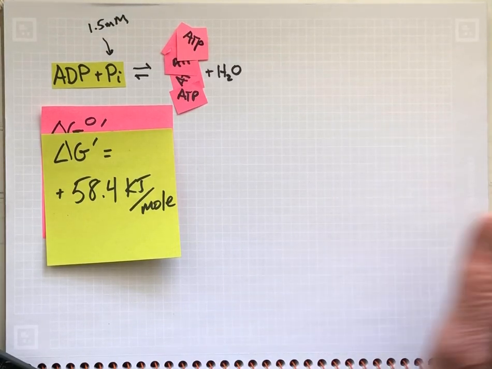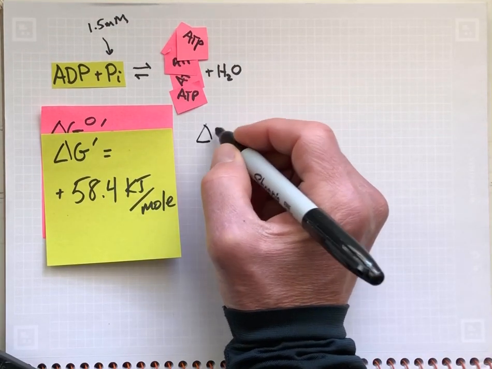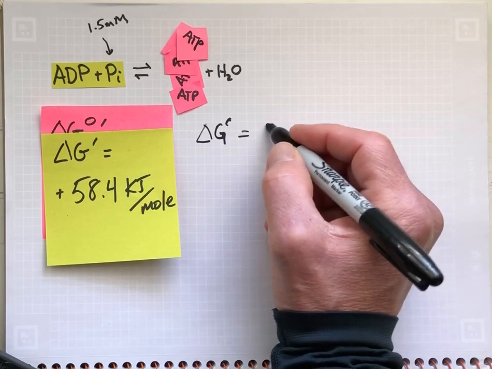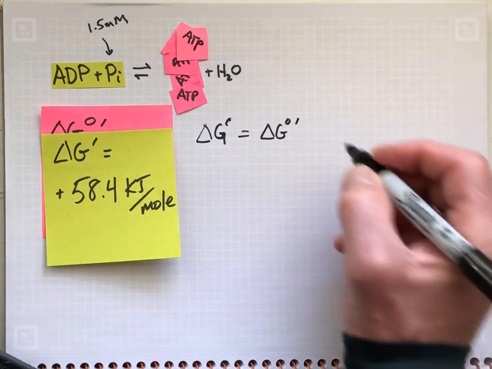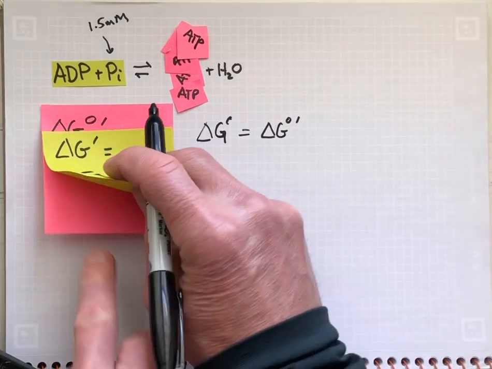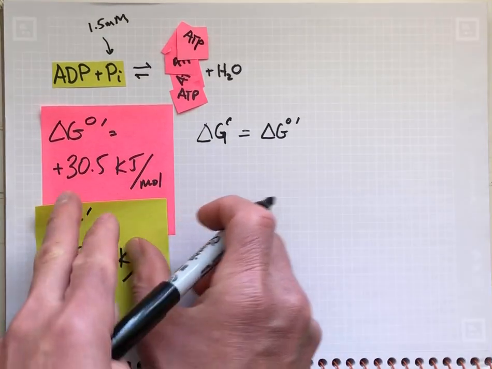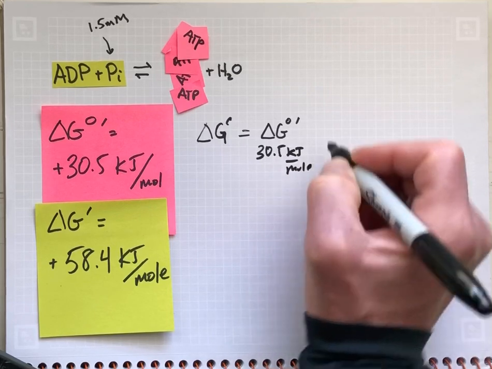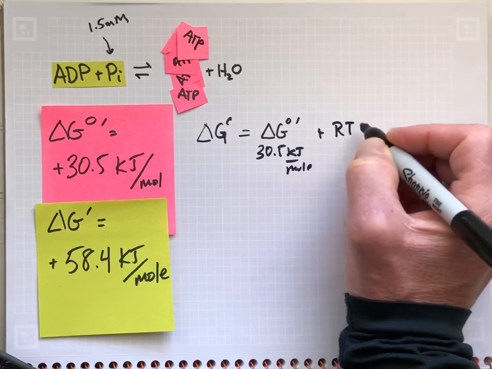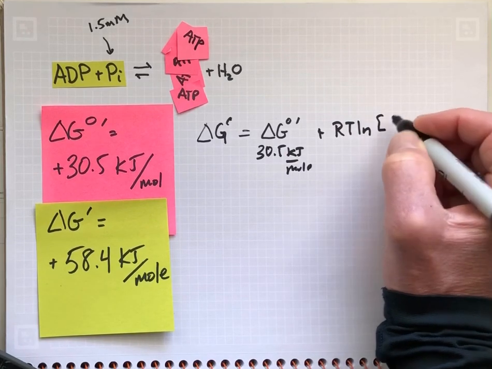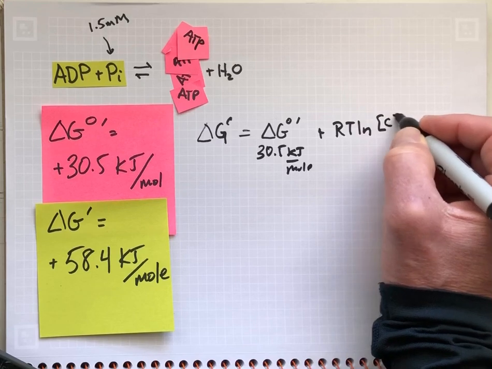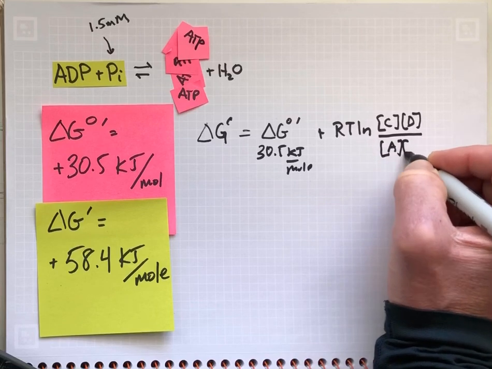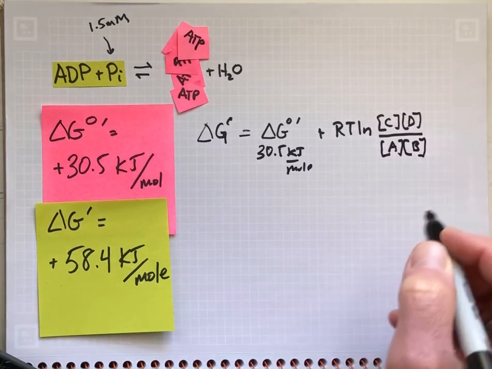Where did this number come from? Well, you have to first understand that the energy under the cellular conditions is the sum of the standard free energy change, which is this value of 30.5 kilojoules per mole, plus RT times the ln of the activities of the products of our reaction, so C D, this is the general form, divided by the activities of our reactants.